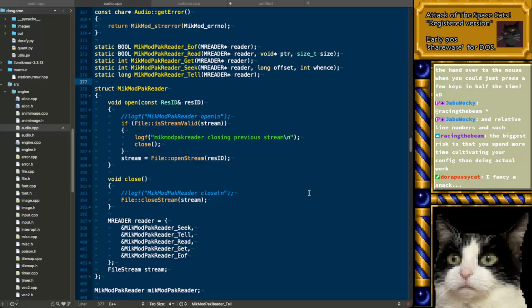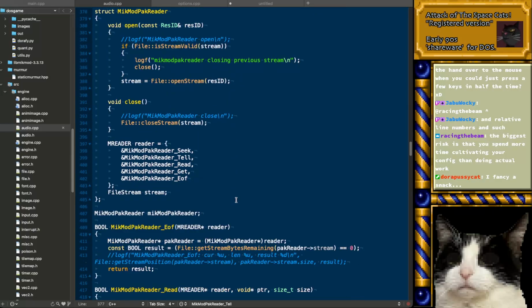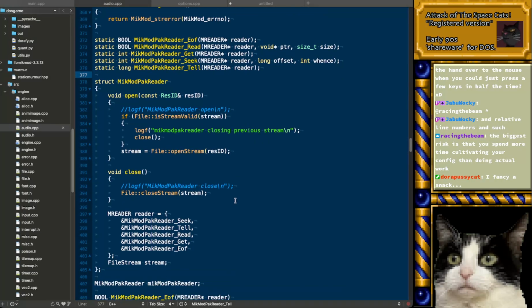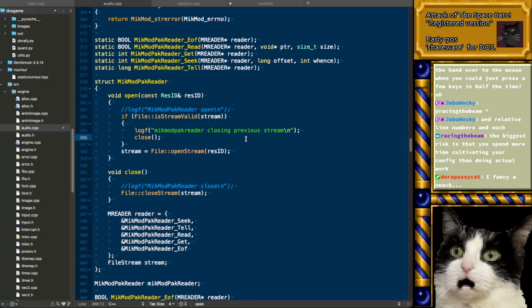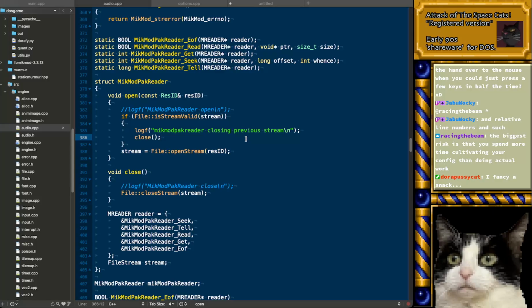Stream does get closed. If it didn't, it would cost us 16k, not 88 bytes. Is it the simple fact that we're... No, because this is not the only place this is used. Anytime you load a music track, this will get used. Hmm.